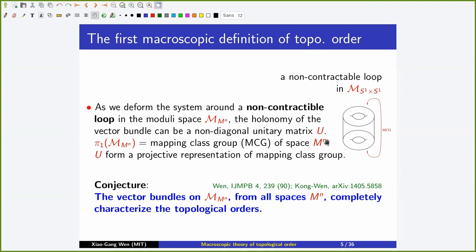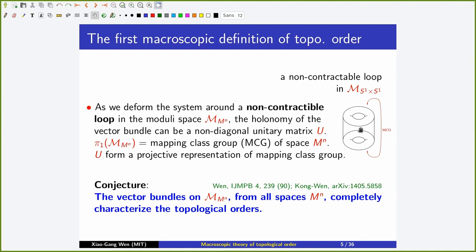Yes. Why doesn't the flux insertion argument work when you have a non-contractible loop? Okay, that's a very good question. So actually, the argument also works here, but if you go through a non-contractible loop, you will split the degeneracy.